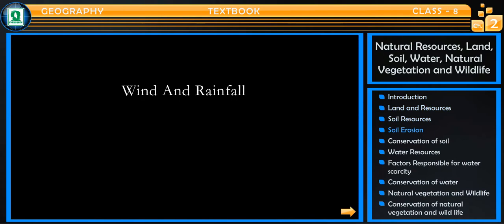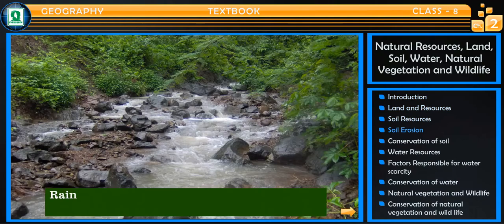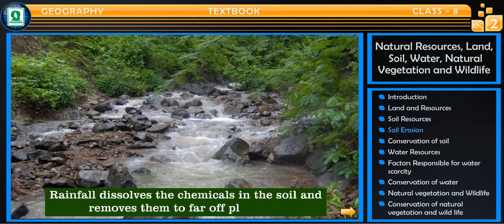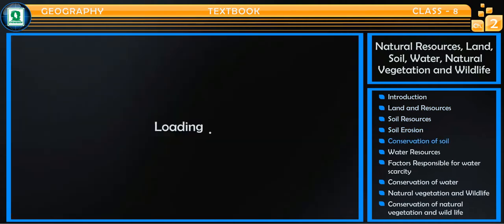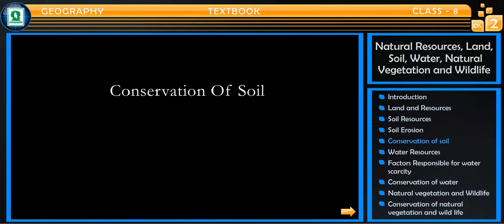Wind and rainfall. Rainfall dissolves the chemicals in the soil and removes them to far-off places. The high velocity of wind also causes soil erosion. Conservation of soil. Methods to conserve soil.